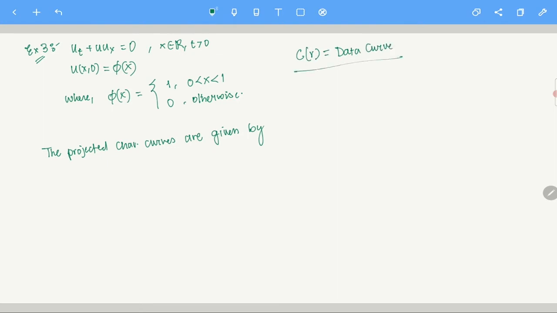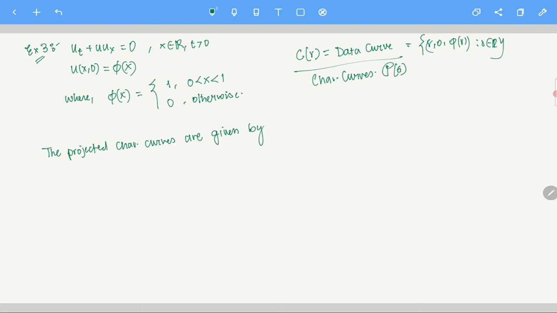Clear? That is always the parameterization of the data curve. So in this case, that data curve will be given by (R, 0) with phi of R, R in the reals. And the characteristic curves, let's say given by some P, are always parameterized by S.